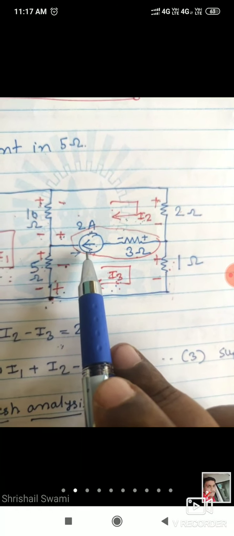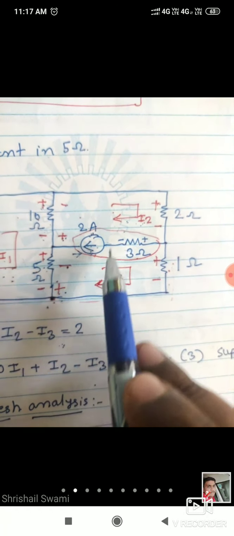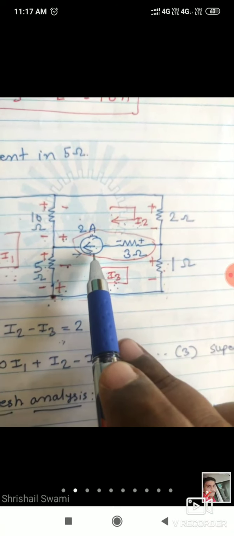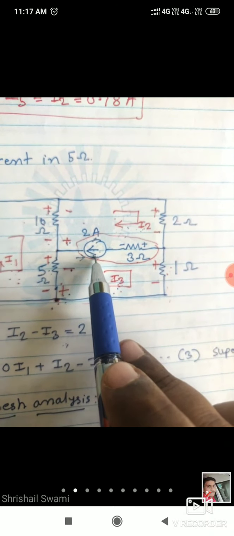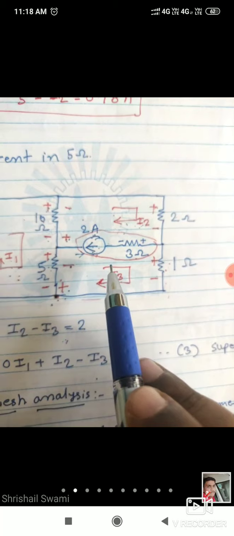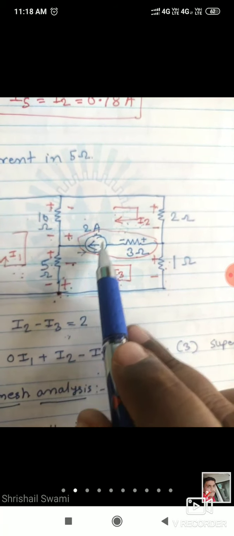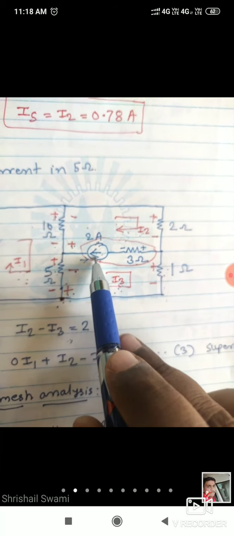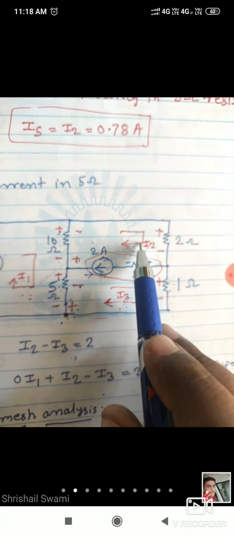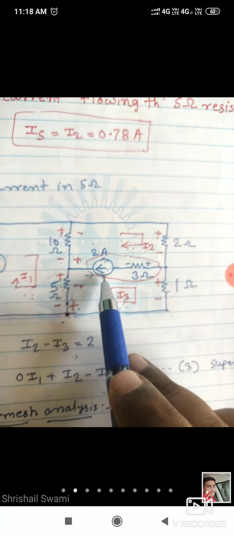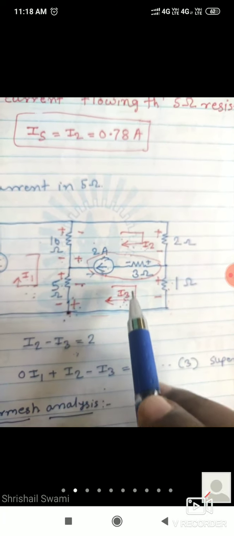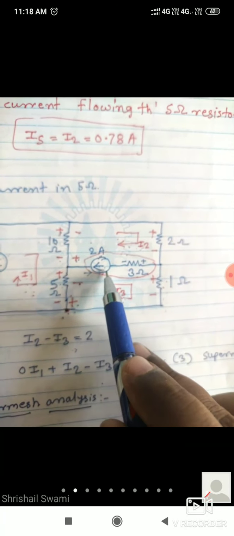So how to get the third equation? Compare the direction of this current source with these two mesh currents, because this is the common part of I2 and I3. So which is the matching? Which direction is matching, with I3 or I2? If you observe that this direction is matching with I2, then I2 is greater than I3, because I2 is flowing in this direction and I3 is flowing in the opposite direction. So there will be the difference.